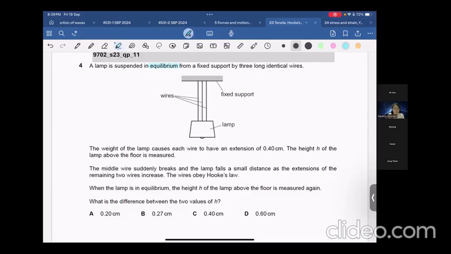The height of the lamp above the floor. That means, for example, this is my floor, and this is the height that I measure. Overall, this increases extension by 0.4 cm. There is a weight here acting downward. Then the middle wire suddenly breaks. If they break, only 2 are left. So here, this is my weight.